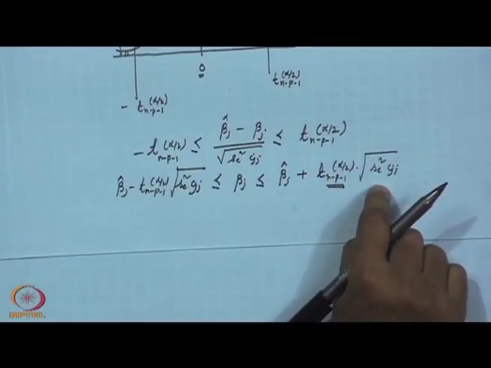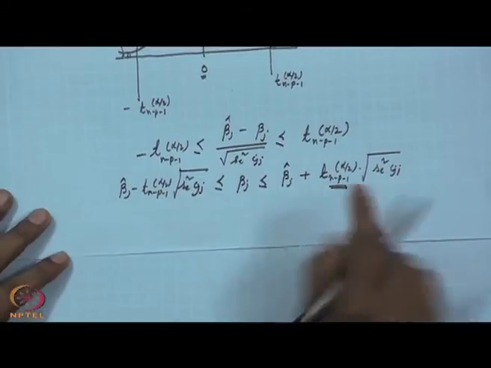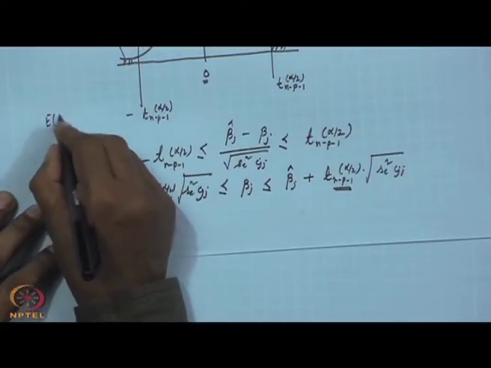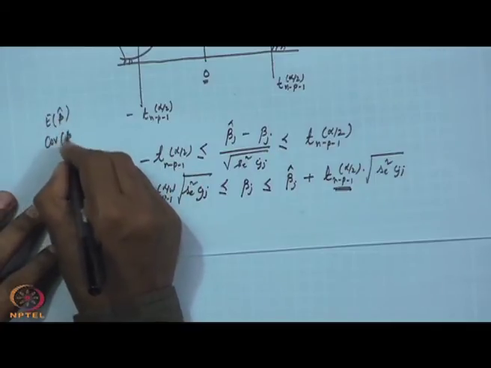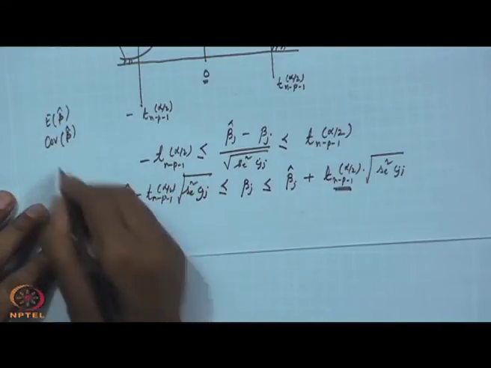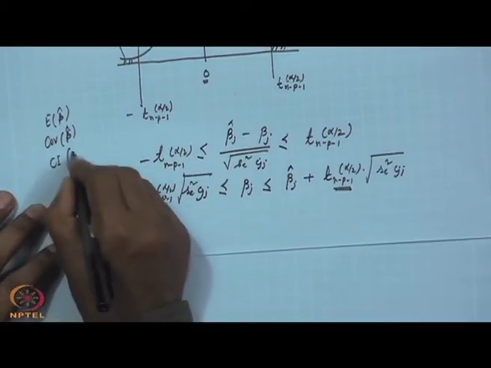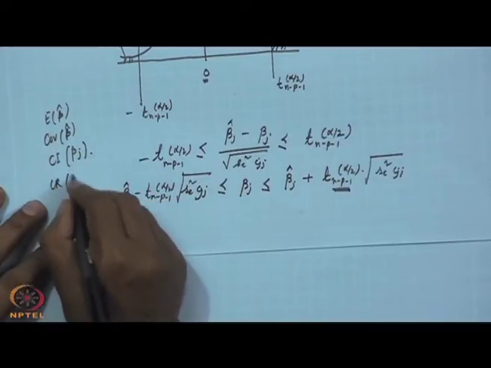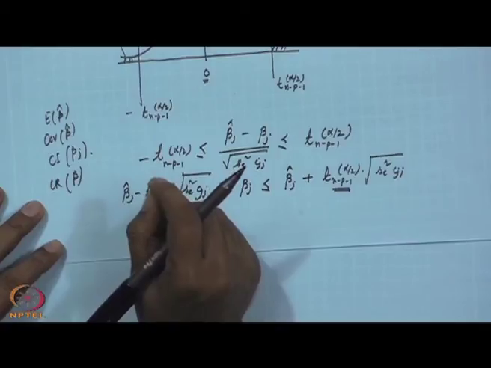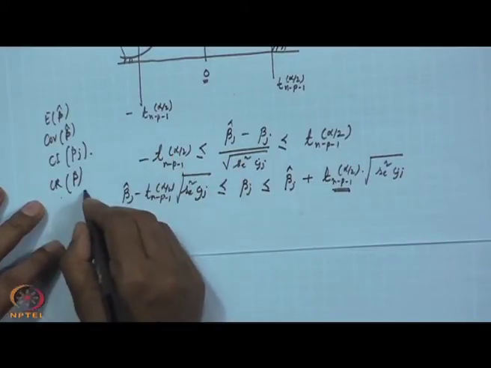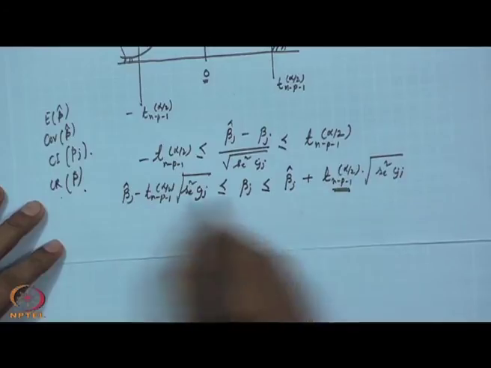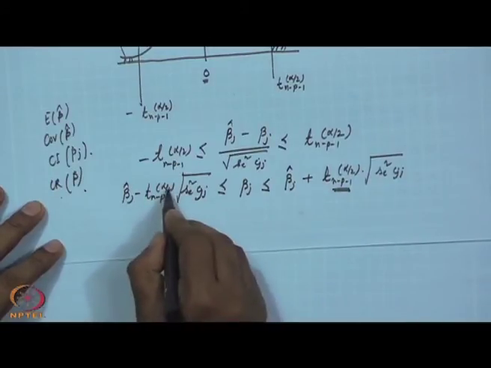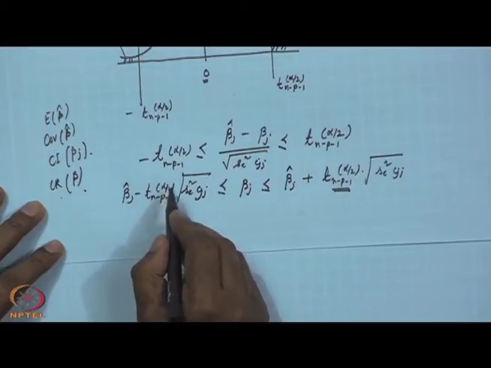So, what we have discussed so far: ultimately we found out the expected value of beta cap, we found out the covariance of beta cap, and also we found out the individual confidence interval for beta j. Also you know now the confidence region for beta with the help of beta cap, and from there using the Bonferroni approach you can use this equation. Only thing is that this will not be alpha by 2, it will be alpha by 2 into the number of parameters p plus 1. Okay.